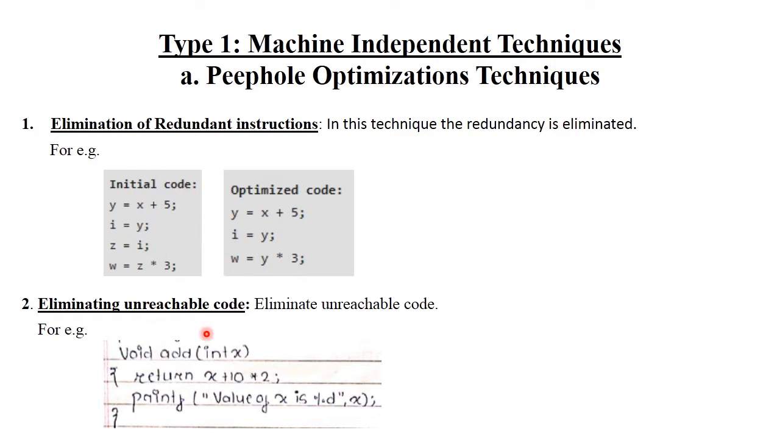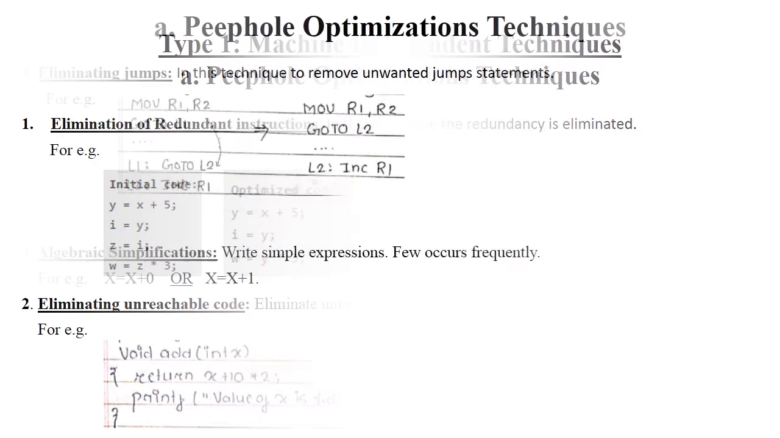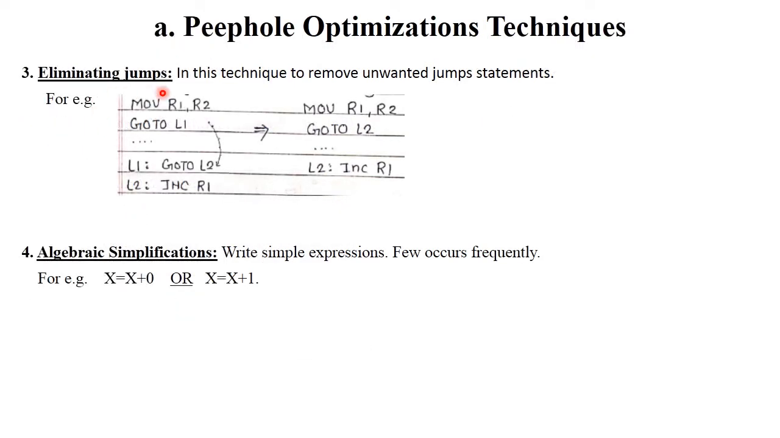The next one is eliminating unreachable code. See here, the given function is void add int x. The first statement is return x plus 10 into 2, and after that a print statement is executed. But in this function, after the return statement, control doesn't go to the next statement. So you eliminate this unreachable code, since the first statement returns the value from the function. Clear?